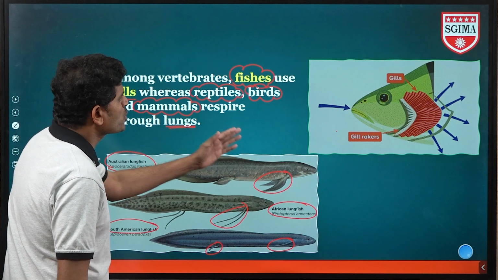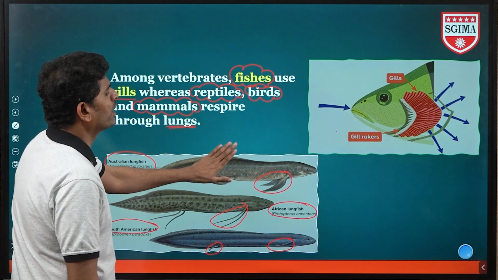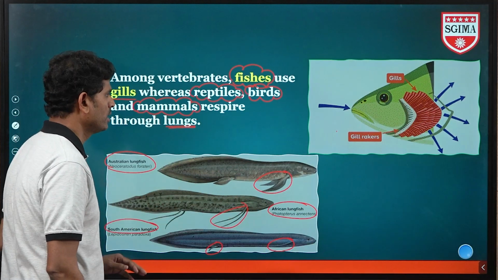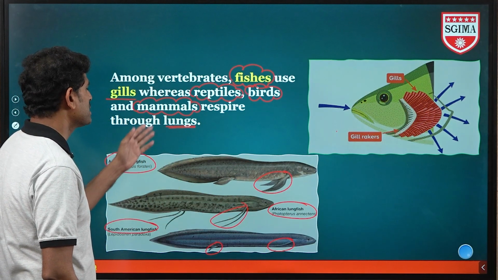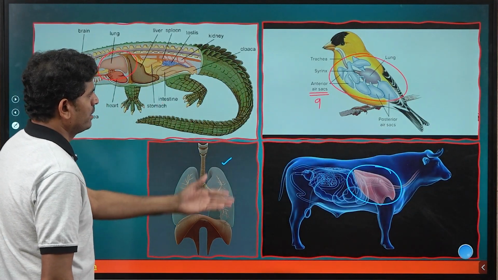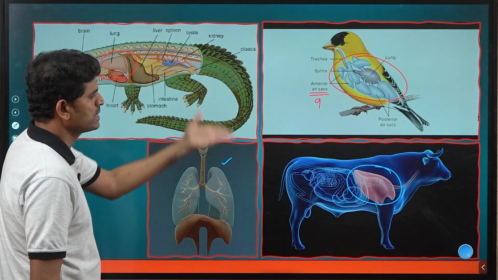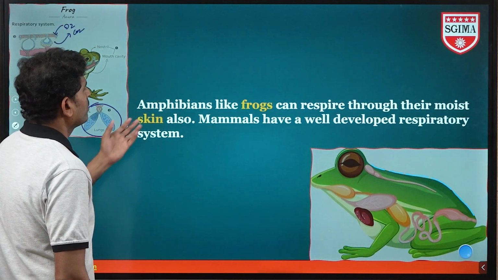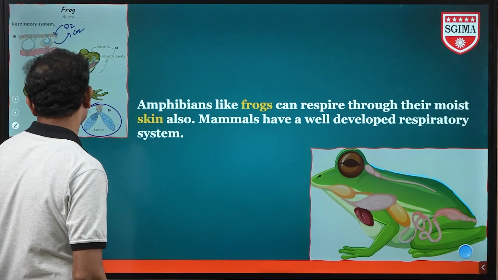Next, fishes have gills, and rarely some species contain lungs for respiration. Birds, mammals and reptiles also have lungs. This is reptiles, birds and mammals: lungs. Next, in frogs, skin acts like a respiratory organ.